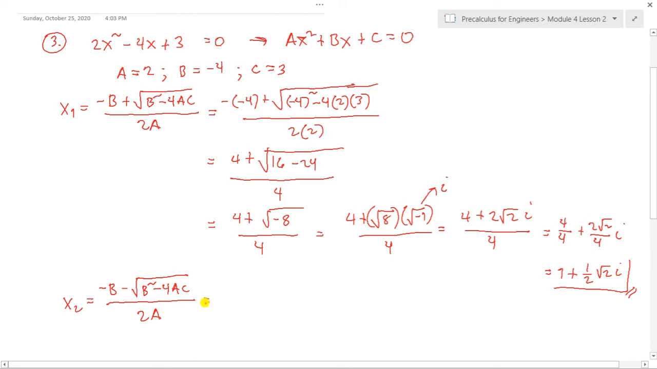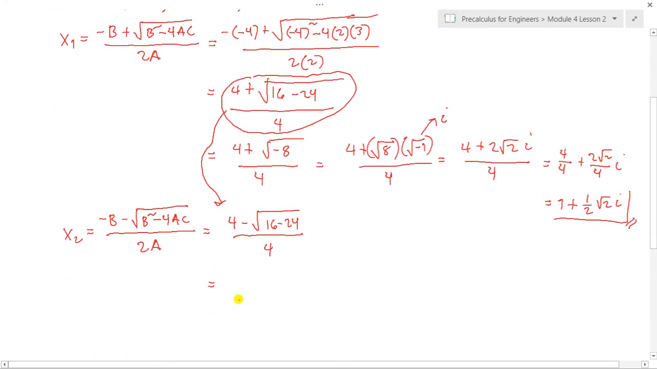That is equal to... Let's just work on this part, because they are the same. However, this plus sign here will become a minus sign. So let's put in 4 minus square root of 16 minus 24 all over 4. So here this would be equal to 4 minus square root of negative 8 all over 4.